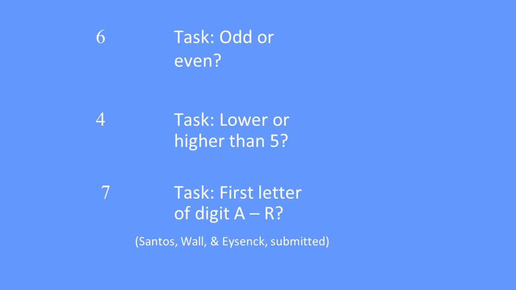Okay, so we used a very simple task in which a digit appeared on the screen. If the digit appeared at the top of the screen, the participants had to decide whether the digit was odd or even. If the digit appeared in the middle of the screen, they had to decide whether it was lower or higher than 5. And if it appeared at the bottom of the screen, they had to decide whether the first letter of the digit lies between A and R or S and Z.